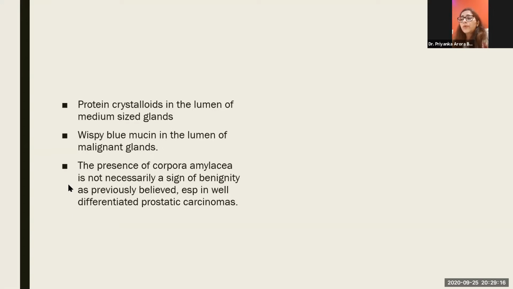The presence of corpora amylacea is not necessarily a sign of benignity, as previously believed, especially in well-differentiated prostatic carcinoma. This is the point that I made even in the beginning of the class: corpora amylacea is not completely a sign of benignity. The majority of benign glands will show corpora amylacea, but in well-differentiated adenocarcinomas you still may see corpora amylacea.